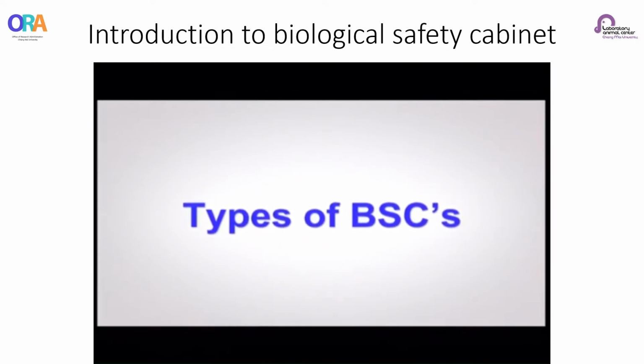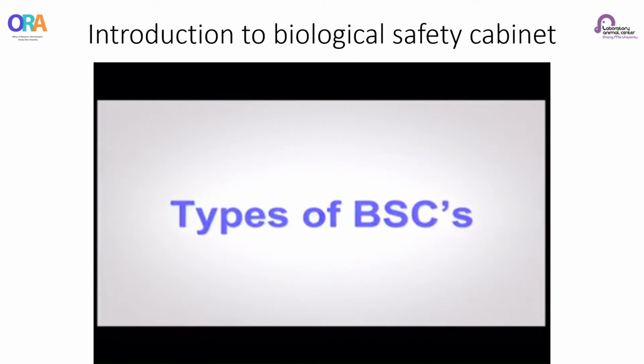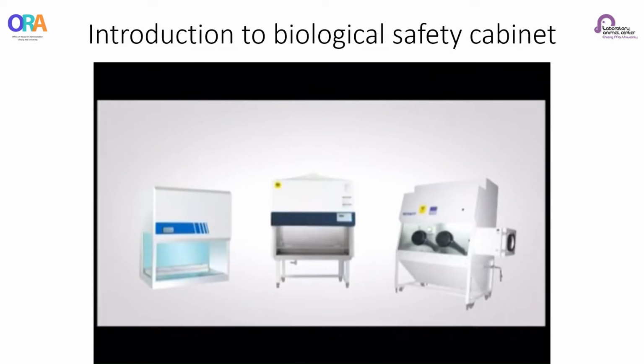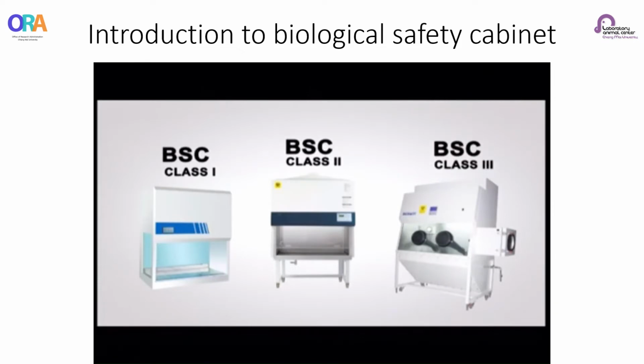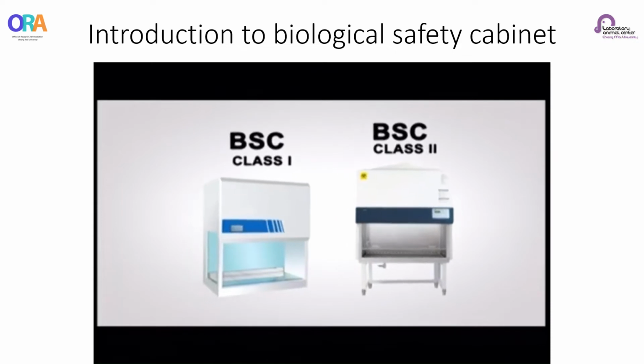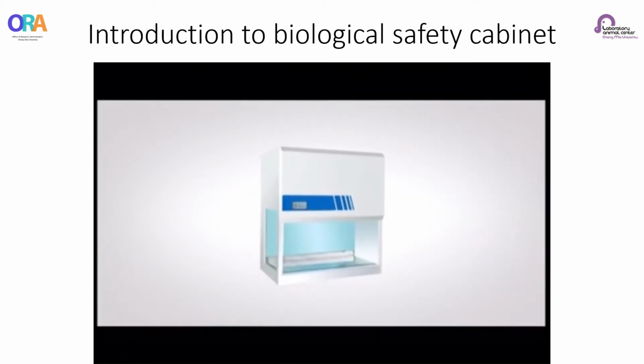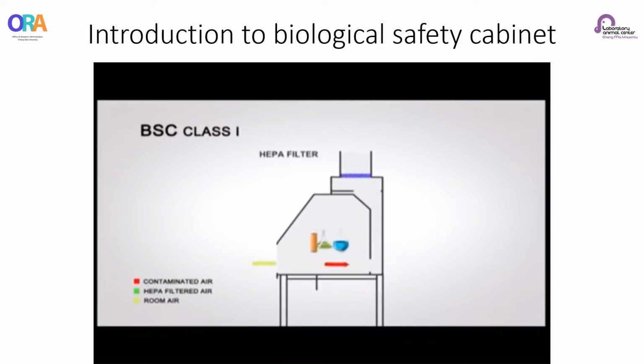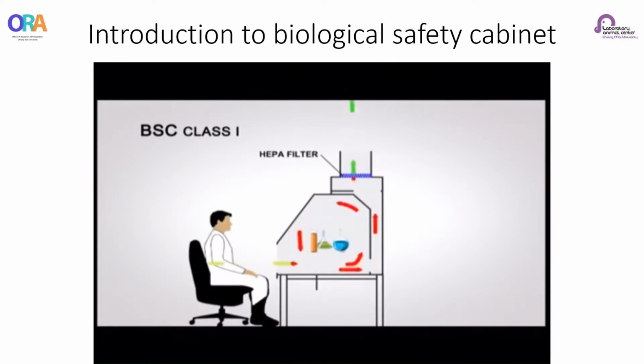Types of BSC. There are three types of biological safety cabinets: Class 1, 2, and 3. I will discuss types 1 and 2. Class 1. BSC Class 1 cabinets have exhaust air that passes through the HEPA filter. They offer personnel and environmental protection from biological agents but do not offer product protection.